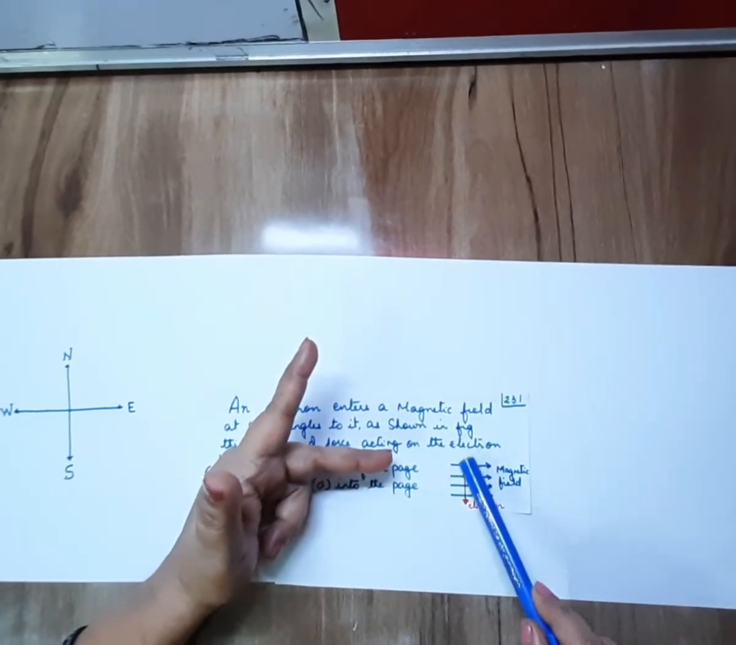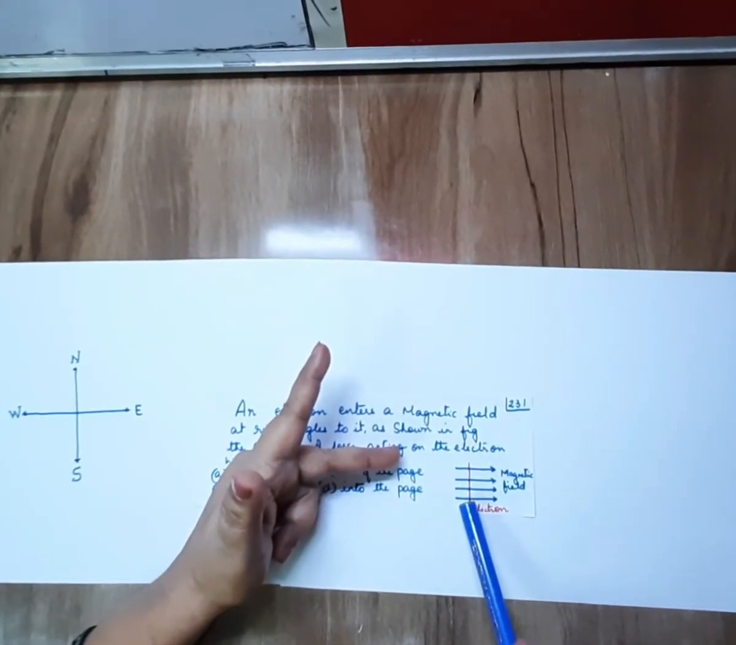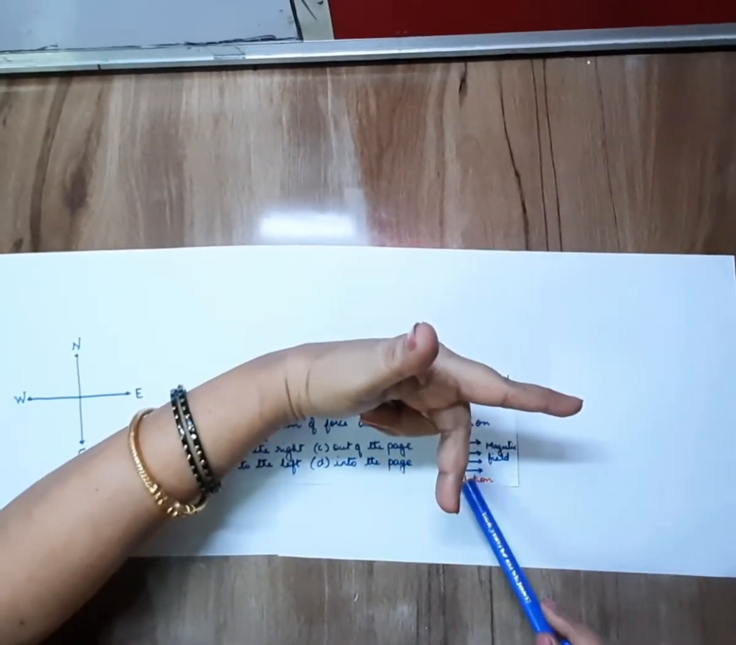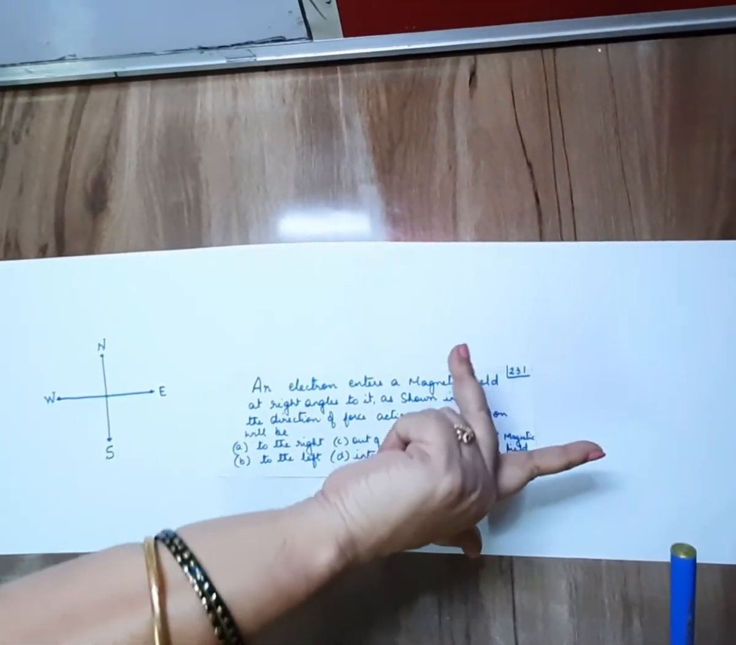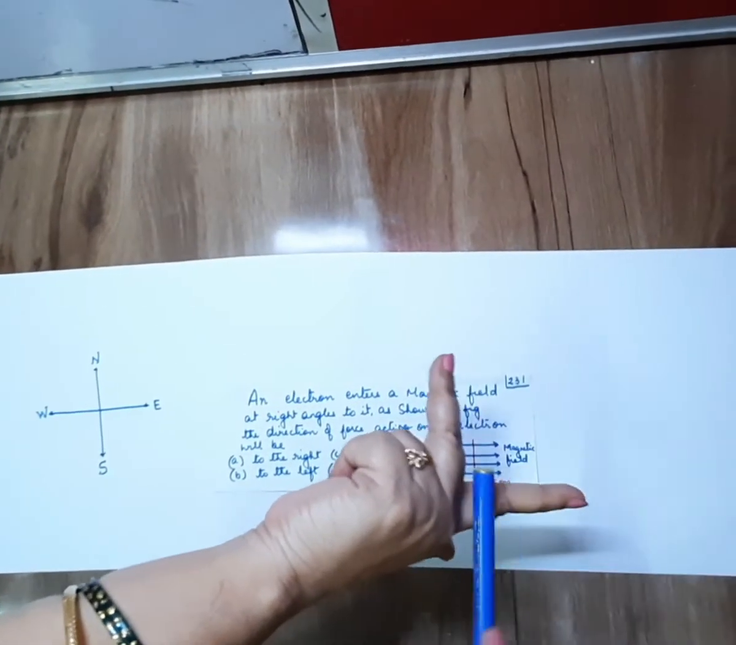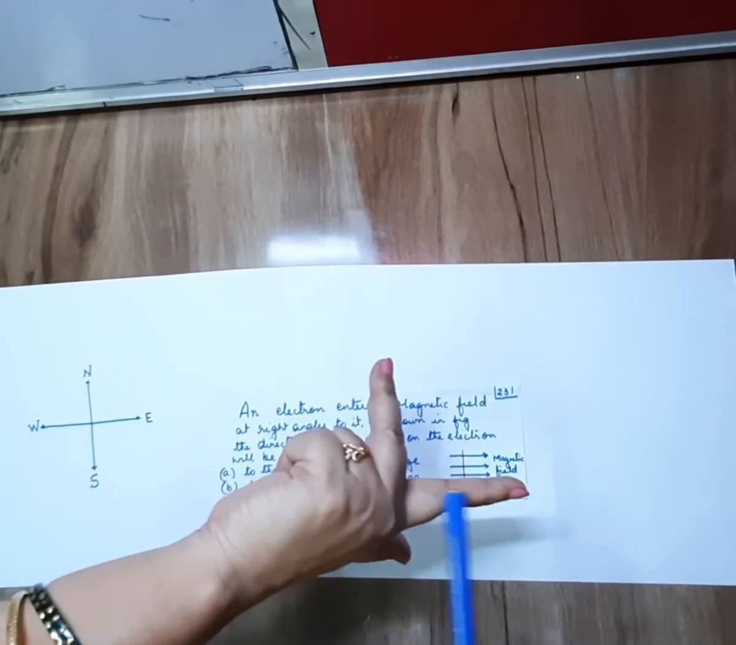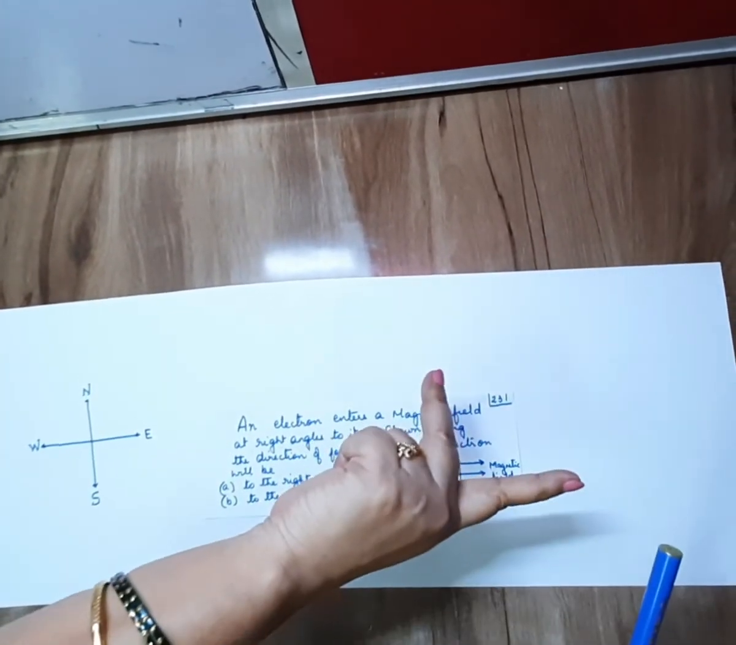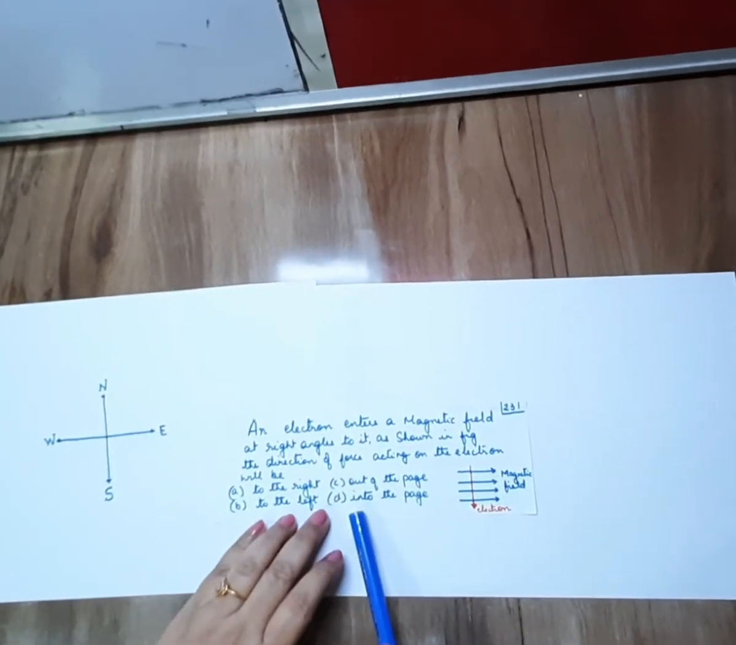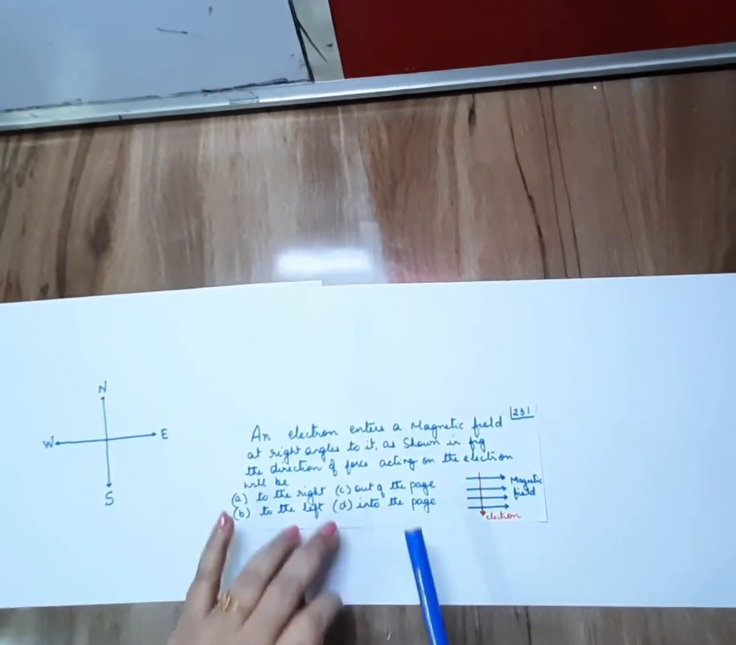Here the electron is moving in this direction. So instead of holding the electron direction this way, electric current will be opposite, as I told you before. So this is electric current, and you can see the magnetic field this way. Thumb points downward, into the page. So the answer for this question will be into the page.